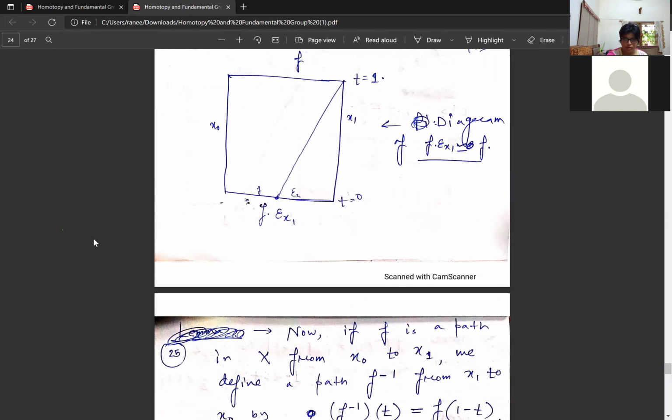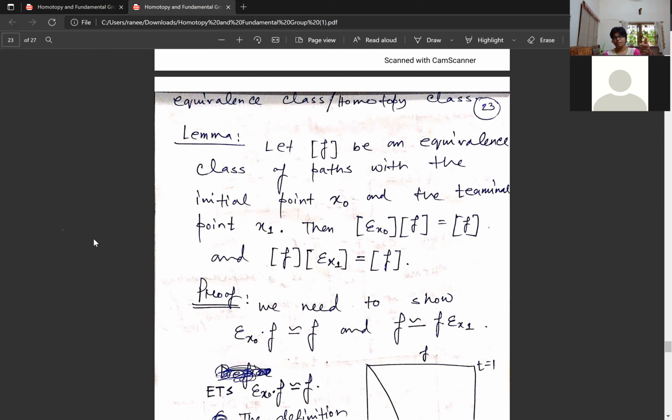It is basically the identity. If you observe this lemma I have opened now, f is an equivalence class of paths with initial point x naught and terminal point x1. Then epsilon x naught product with f is f, and f product with epsilon x1 is also f, right? But we want this element to be unique.